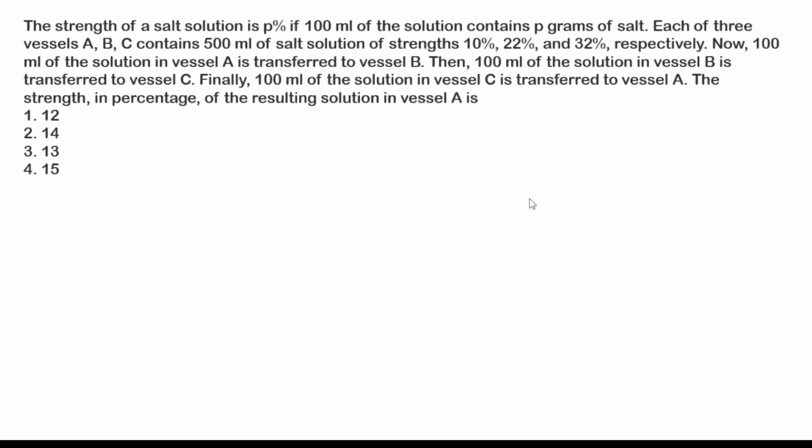Hello everyone. Here is this mixtures and solutions problem. How do we solve this? First of all, let us see what is being said.